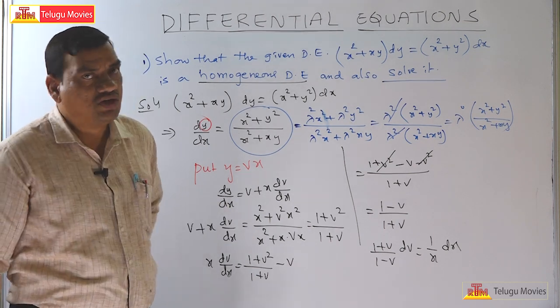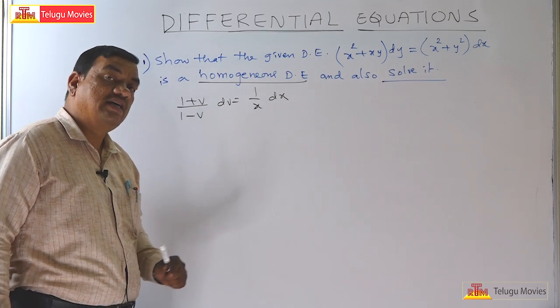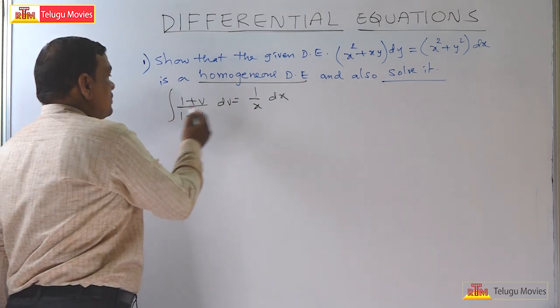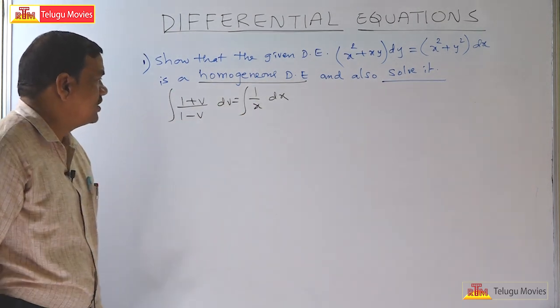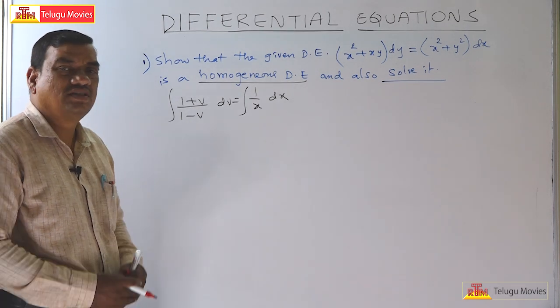Let us continue our solution. Welcome back. So this is of the variable separable form. Let us integrate on both sides. The right hand side is very clear: this is ln x.